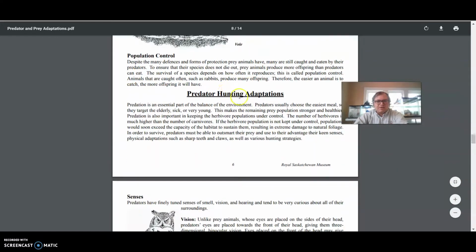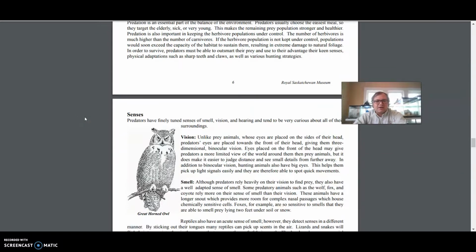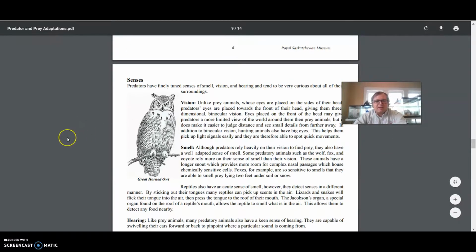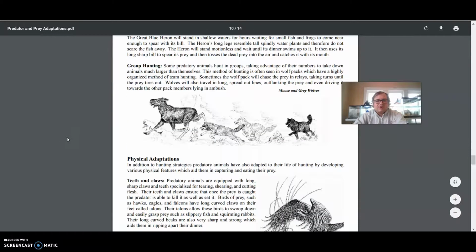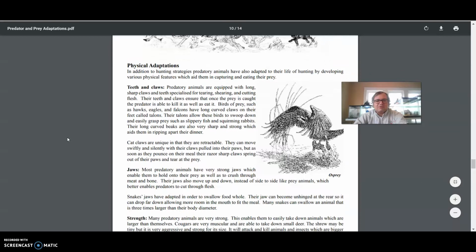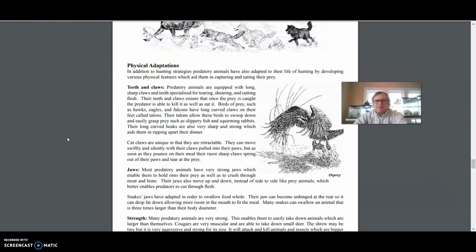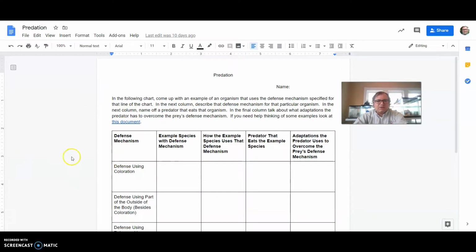And then here it talks about predator hunting adaptations. These are like the last two columns of the chart. So what things predators have that can overcome some of those defense mechanisms. So if you are struggling to find an example that works for you, this resource might help you quite a bit with that. But in general, I think the chart should be pretty easy to fill out if you do a little bit of research.